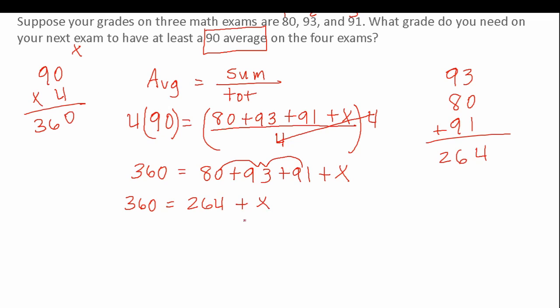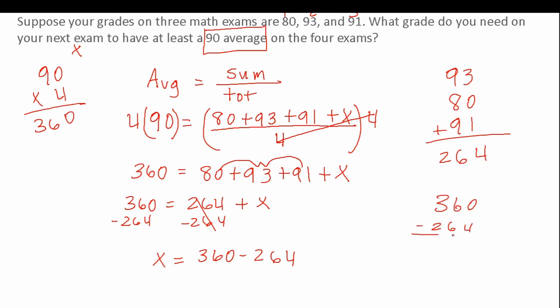And again, we're still solving for x. That is, we're trying to get x by itself. So the next step is to subtract 264 from both sides. This crosses out. This leaves us, and I'm going to rewrite it before I do the math, with 360 minus 264. Let's go ahead and work that out in case we can't do it mentally. 360 minus 264.